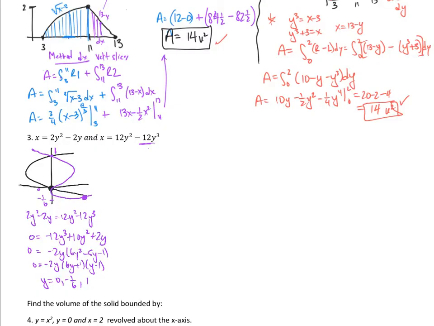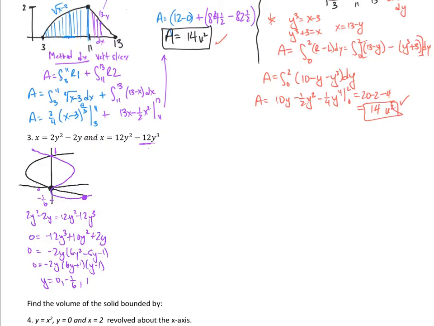Now, why am I doing the y values? Because look at the way these equations are set up. If I try to go top minus bottom, that would mean my slices would need to be vertical, which would be dx. That would mean I'd have to solve this for y and this one for y, and that ain't happening. It's just too complex. So we can't do it with dx.